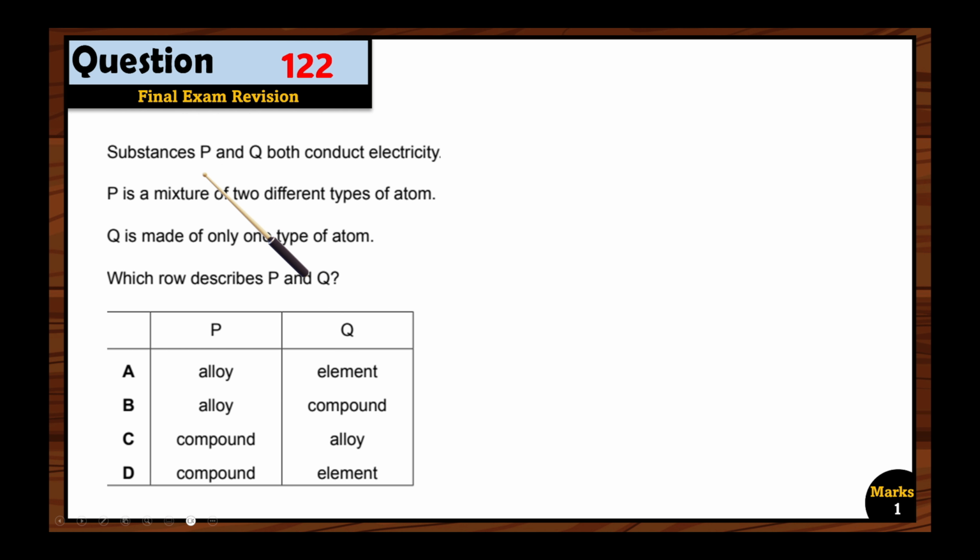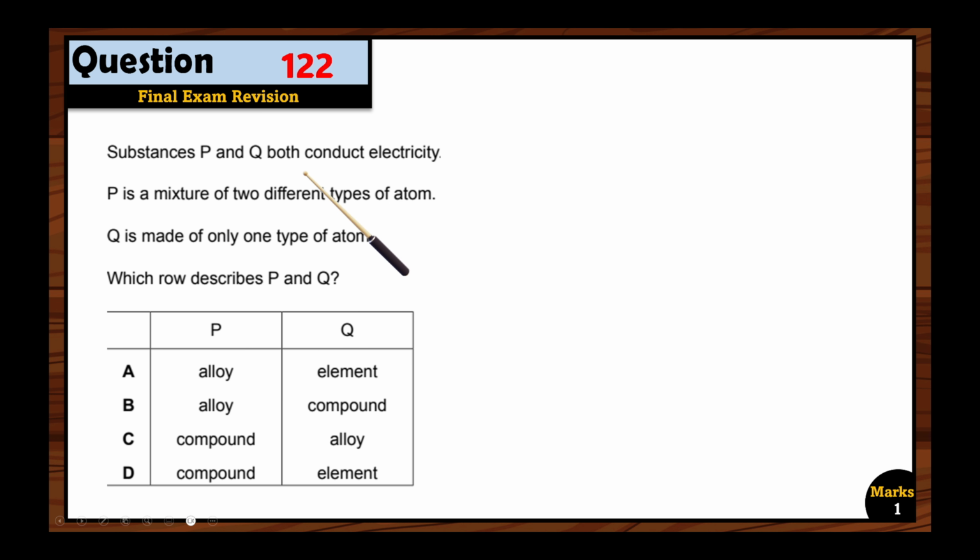Question 122. Substances P and Q both conduct electricity, okay? P is a mixture of two different types of atoms, and Q is made of only one type of atom. Now, we know which compounds or elements can conduct electricity. First of all, you need to remember only ionic compounds, metals, and graphite can conduct electricity, right? Metals are elements, because magnesium is an element, right? Metallic bonding is present between the atoms of the element, so only one type of atom is here. Ionic compounds are actually compounds. They don't have one type of atom, they have different types of atoms.